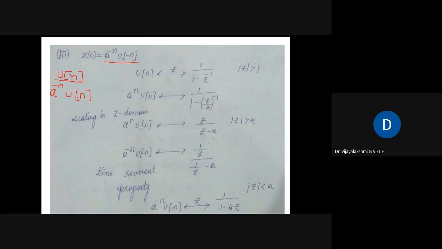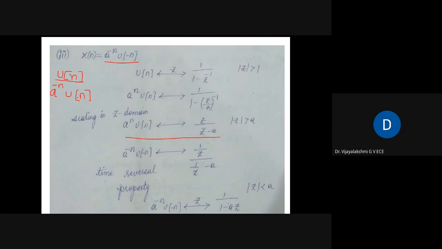Fine. Next, previous problem, scaling in the Z domain. If u of n is getting multiplied by a power n, then wherever Z is there in the Z domain, that becomes Z by a. And if you simplify, it becomes Z by Z minus a. This previous problem we have solved.